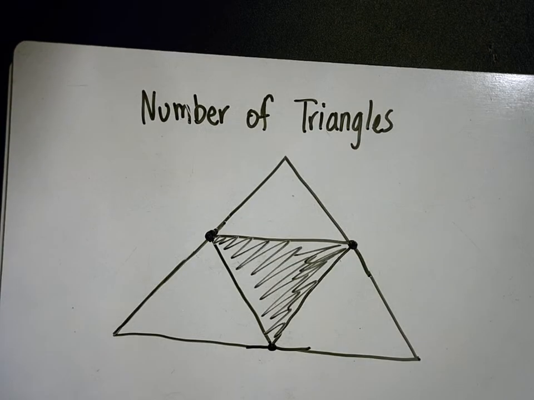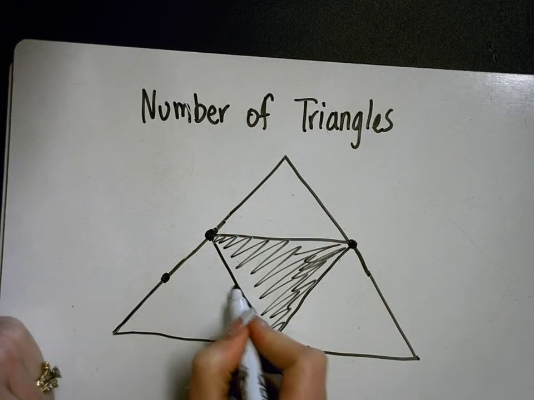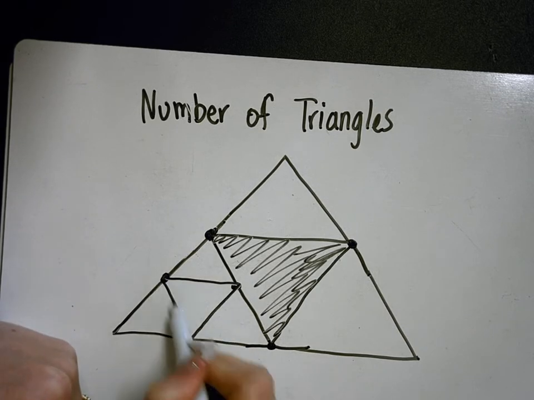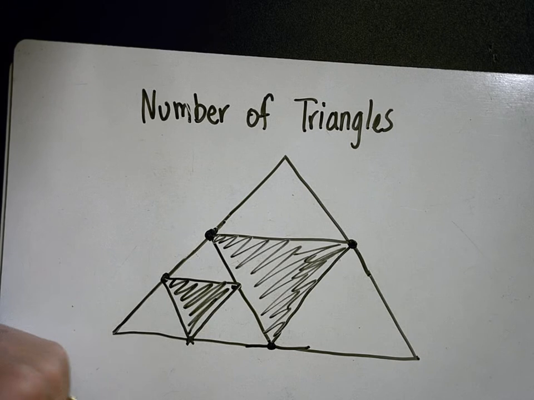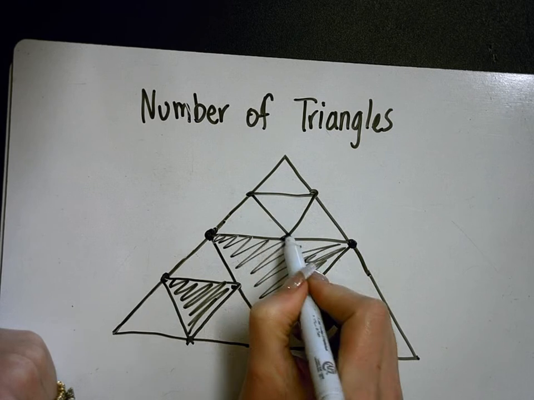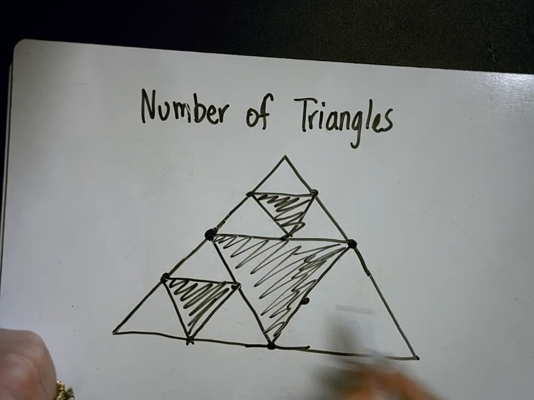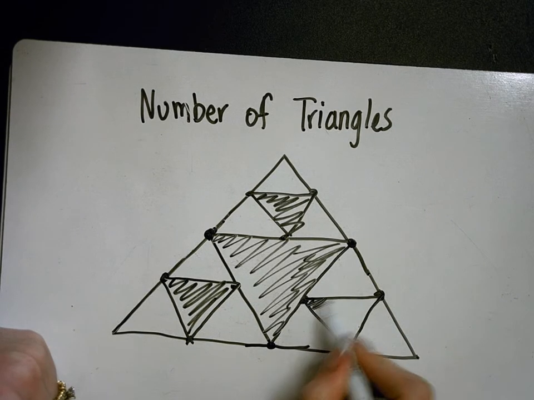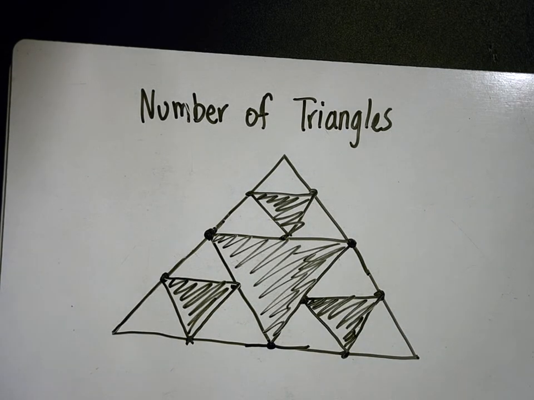Now in step 2, what we're doing is we have to figure out the number of triangles. So we mark the midpoint here, mark the midpoint here, mark the midpoint here, and we take out the middle one. Mark the midpoint here, here, and here. Take out the middle one. Mark the midpoint here, here, and here. Take out the middle one. And what I want you all to do is count up how many triangles are remaining.